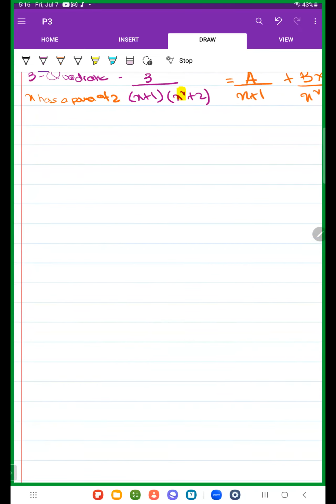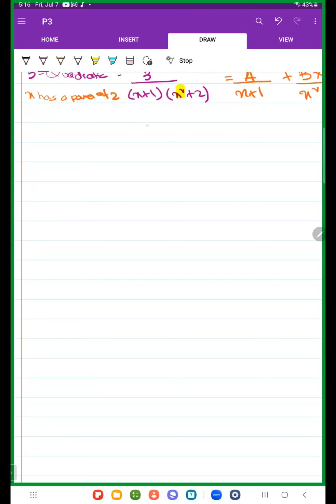Now let's talk about the 2 types of fraction questions they can give you.